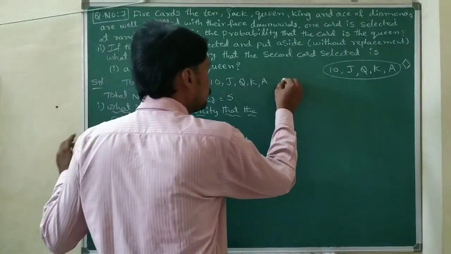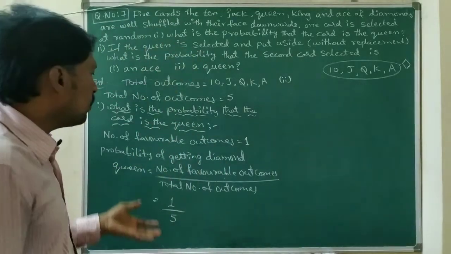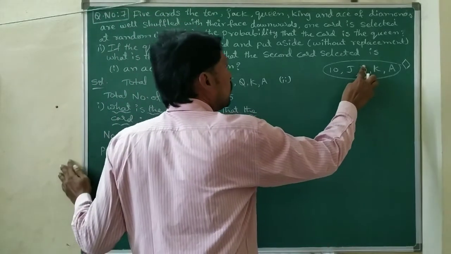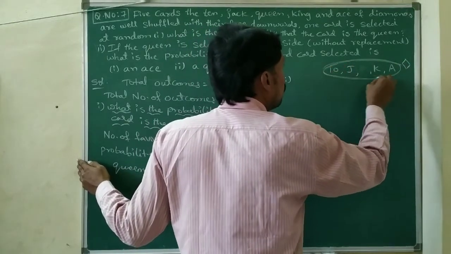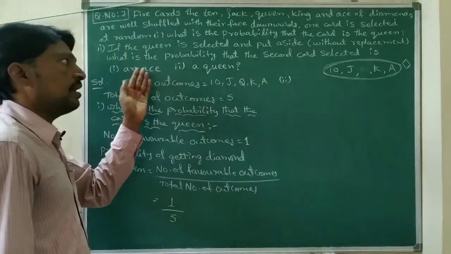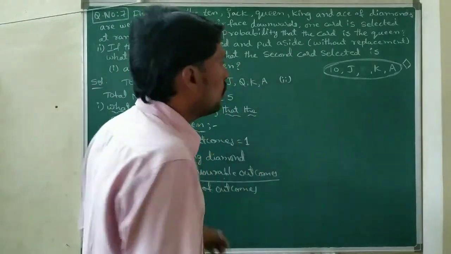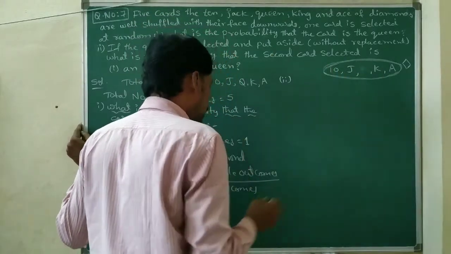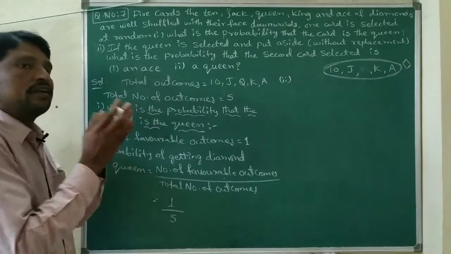The next, second one. So second one, what is given here? If the queen is selected, what we took, the card is this queen. So the card we are not replaced. Not replaced means how many we can get here? Only 4 cards. In that we need to find probability of getting an ace. So here total outcomes, this queen we took outside. We didn't replace that one.